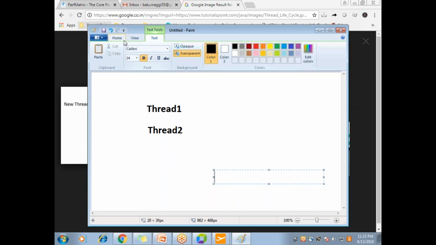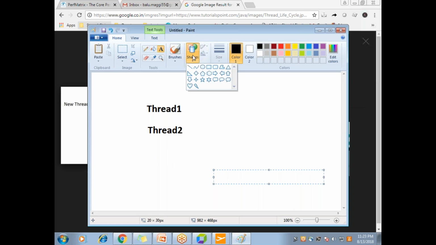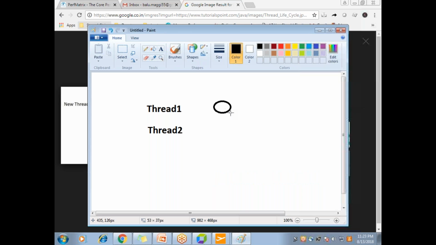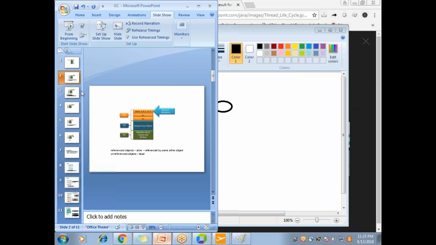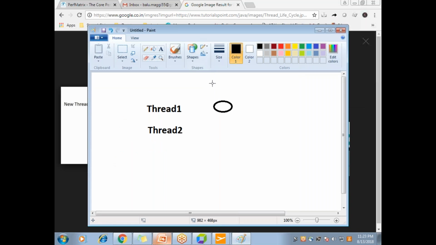Thread 1 is already using a resource. Let's say there is a resource over here. Resource could be anything, an object or whatever it is. We already looked into the objects, right? So thread 1 is already engaging this object, which means that this object is a referenced object. So this object is being referenced to this thread 1. Now this is in use.